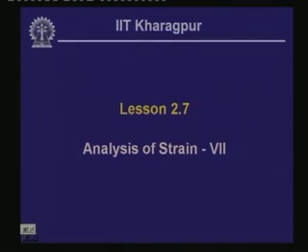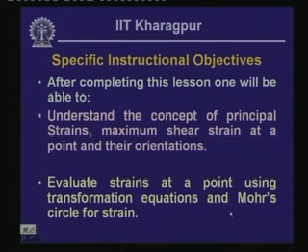This is the seventh lesson of module 2 of the course on strength of materials, and this lesson is on analysis of strain, part 7. In the previous lesson on analysis of strain, we had looked into some aspects of evaluating strain at a particular point at a different orientation. If we have an axis system oriented differently from the rectangular axis system, then how do you compute the strains with reference to that axis system?